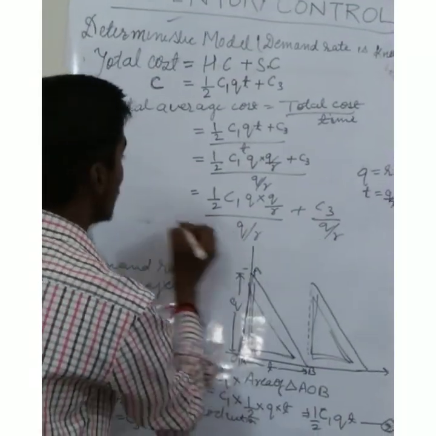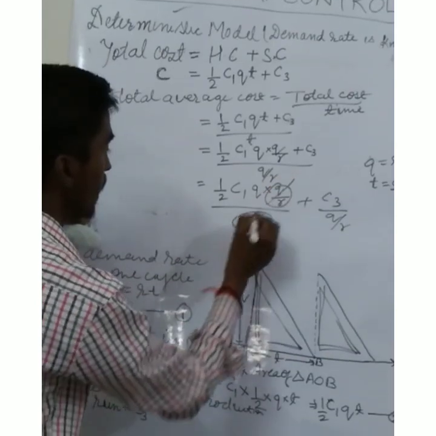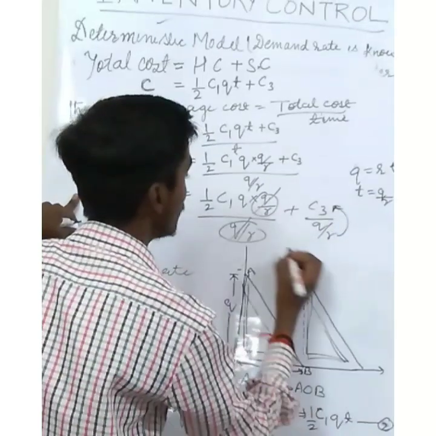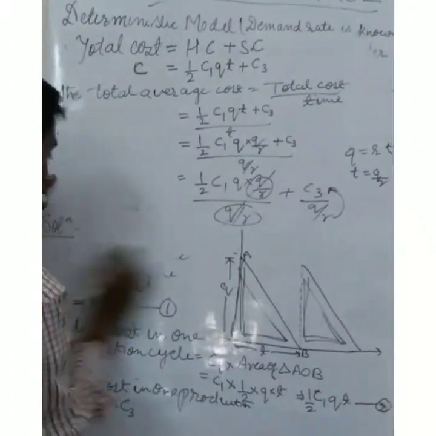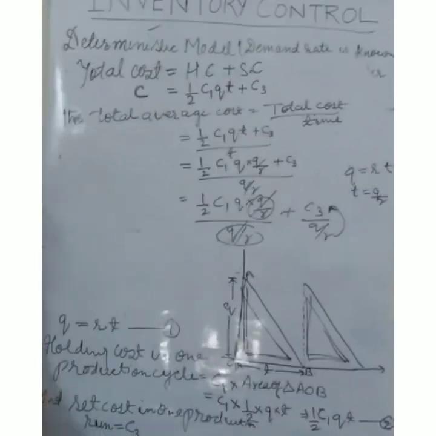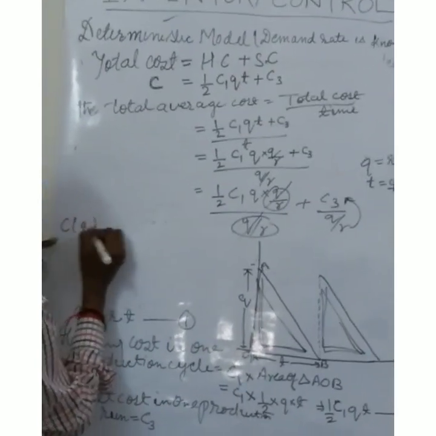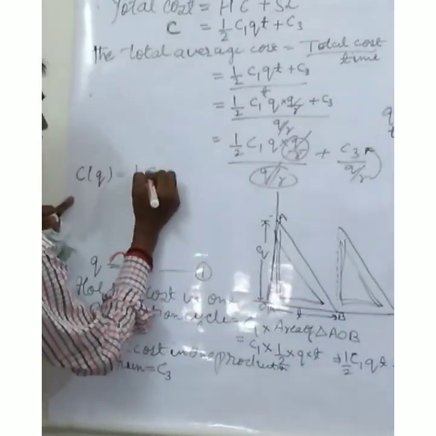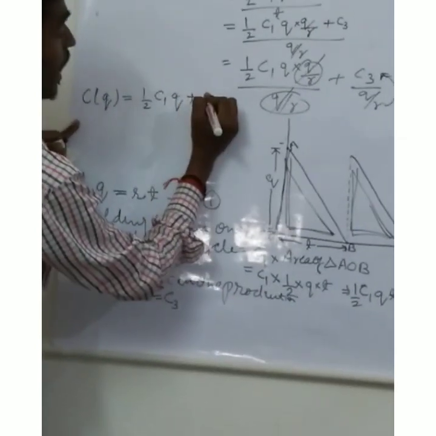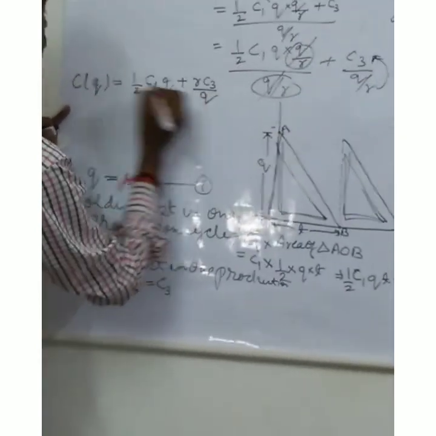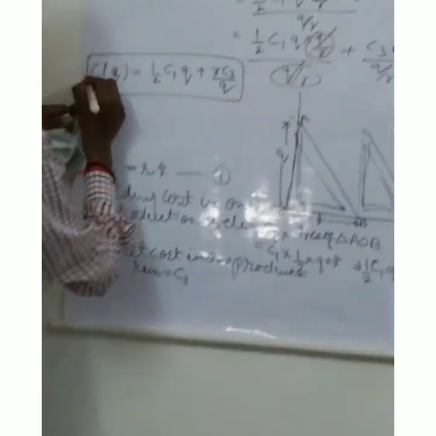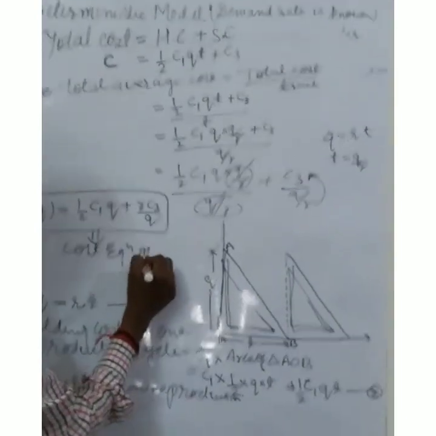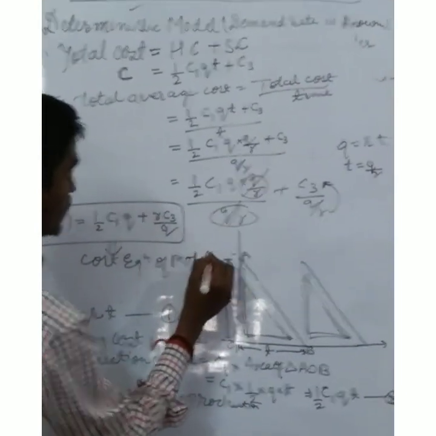Here this Q by R is cancelled out by this Q by R, and in this section R goes to the upper position, and we get the total average cost equal to 1 by 2 C1 Q plus R C3 upon Q. This equation is also known as the cost equation of model 1.